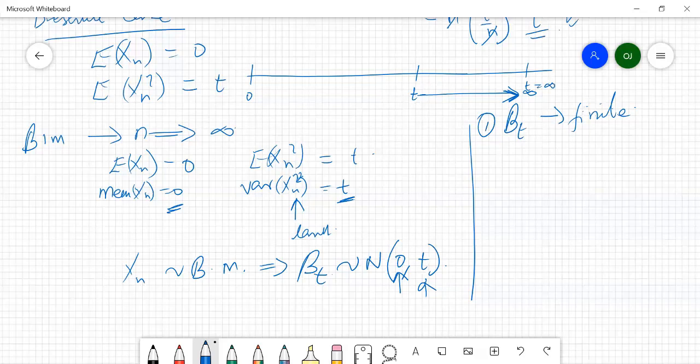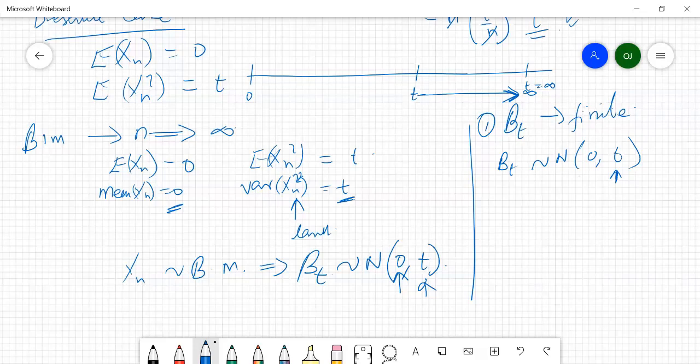then our Bt still will become normally distributed with 0, t. So it just depends on t, but you will get a value that is not infinity. It doesn't explode to infinity. That means we do not care how many subdivisions we are having.